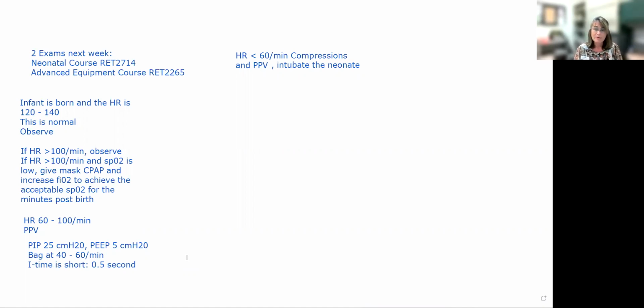So if you can remember that and add in when you would use mask CPAP. Anytime O2 stats are not at the acceptable level per minute, then you want to deliver oxygen via mask CPAP. And I think that's good. I wasn't sure that was described well when I was giving you lectures, so I wanted to go through that first.